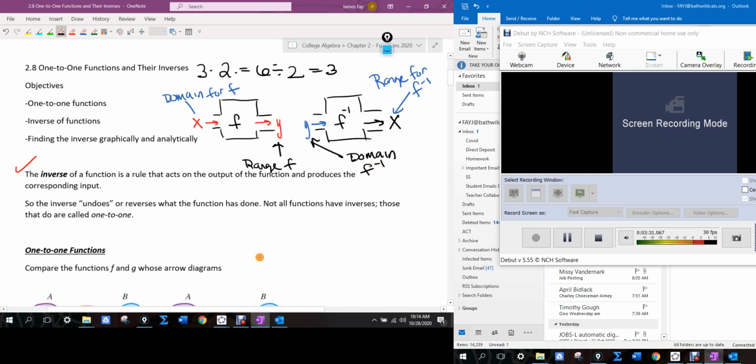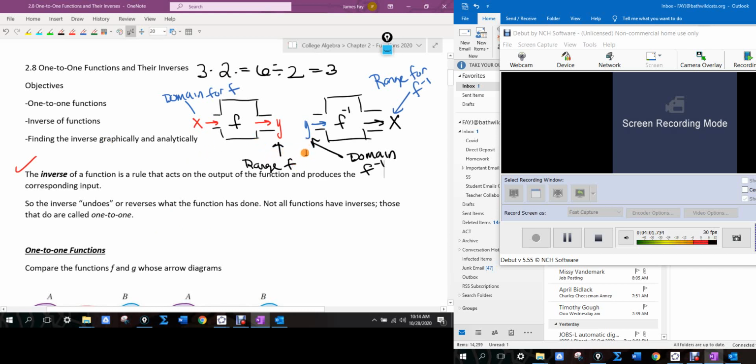So if 2 functions are inverses, then the domain of one function actually becomes the range of the inverse. The range of one function becomes the domain of the inverse. So they switch spots. Domains and ranges switch from a function to its function's inverse. The inverse undoes or reverses what the function has done.